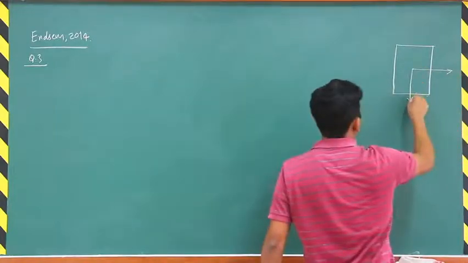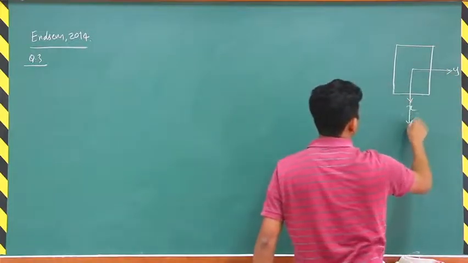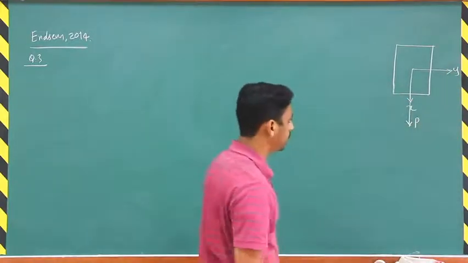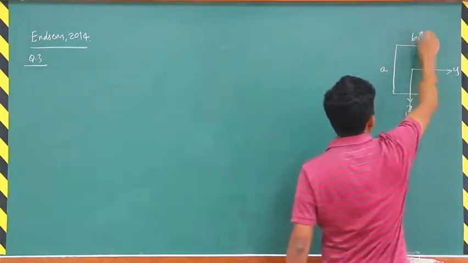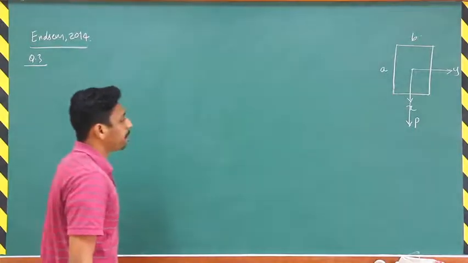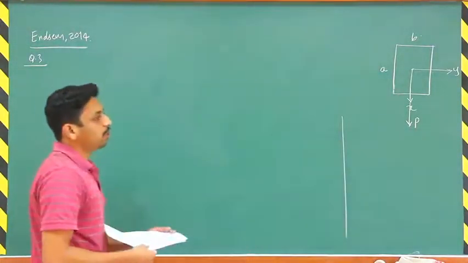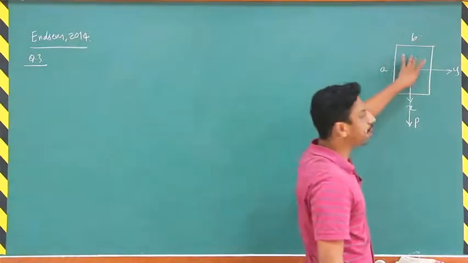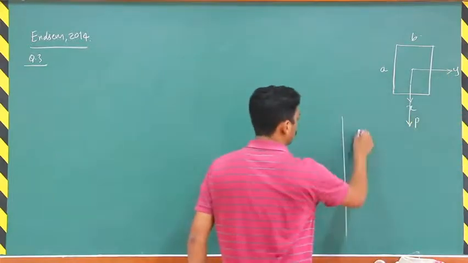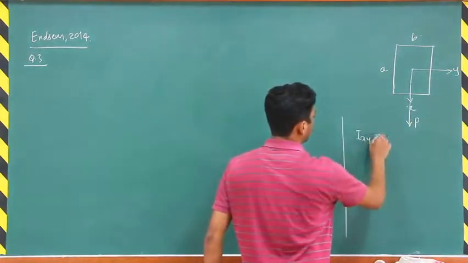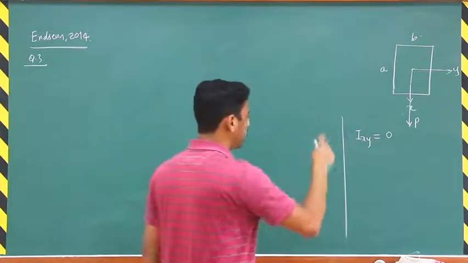This is the x-axis, this is the y-axis. This load P is being applied along the x-axis to the centroid. So this is A and this is B. Now first of all, the cross section of this particular beam is symmetric about both the x and y axes. So the moment of inertia Ixy will be 0 due to the symmetry of the cross section in x and y direction.